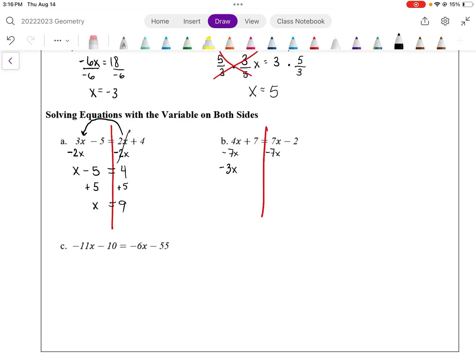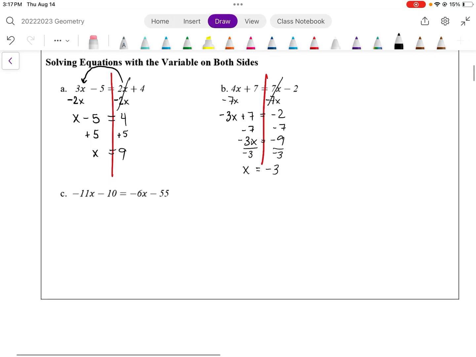I have a negative 3x because 4 minus 7 is negative 3. My plus 7 is still there. My 7x is gone because 7x minus 7x is 0, and then I still have a negative 2. Okay, and remember, you have to add or subtract before you can multiply or divide. So we have to get rid of this plus 7 first. Negative 3x equals negative 9. And then I can divide both sides by negative 3. And there's your answer.